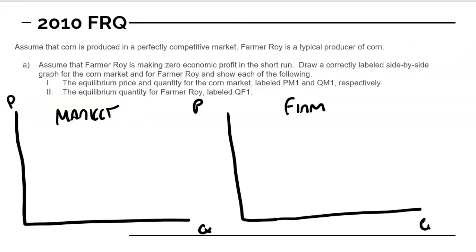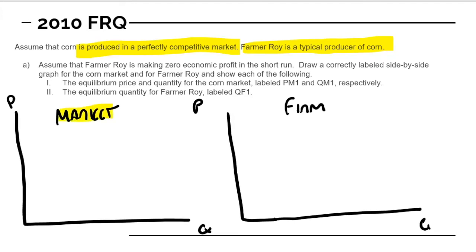And so that leads us to our FRQ. And so our FRQ is from 2010, right? And yet again, broken up into 4 different sections, 1 for each part. So here we're starting off with the assumption, right, that corn is produced in a perfectly competitive market. Farmer Roy is a typical producer of corn. And so if you notice, whenever you're drawing a graph, you have to label which one is the market, you have to label which one is the price.